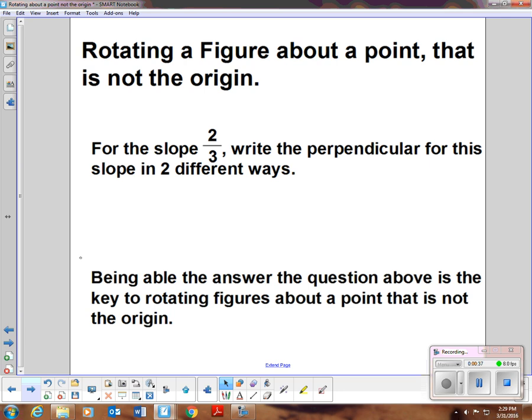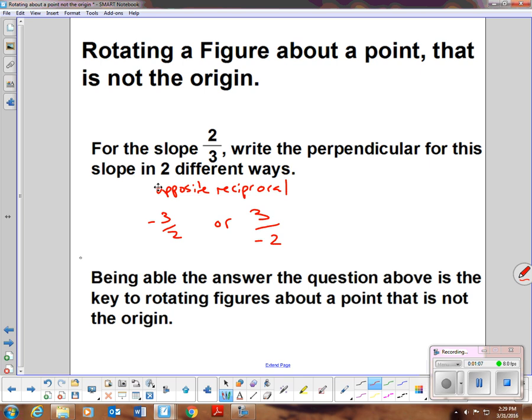All right, so if we look at it, remember that the perpendicular is the opposite reciprocal. So the opposite reciprocal of 2/3 would be -3/2, or it would be 3/-2. Both those are the perpendicular. One has the negative in the top, the other one has the negative in the bottom. Being able to know which one gets which way will make a difference, okay?